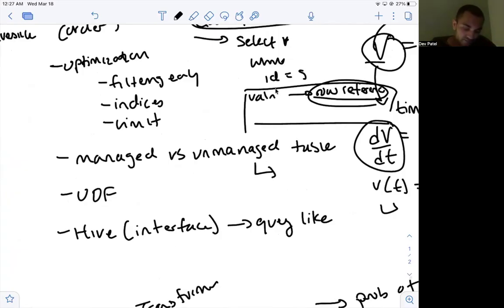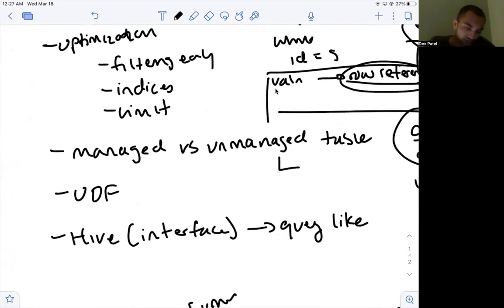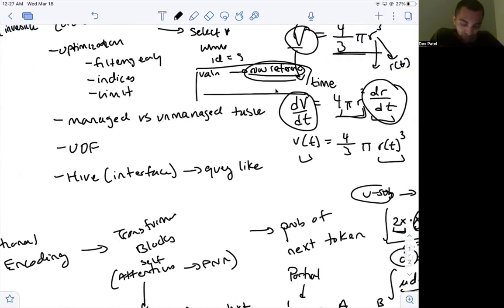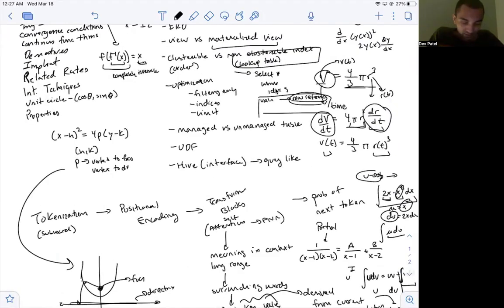UDF, user defined function, is what the user defines when they want to create a new column or a variable for a certain function. So this could be a certain calculation. This could be a certain logic based upon other values. This is a function the user creates, and they can apply that to create another column, for example. Hive is used to store metadata about the table.